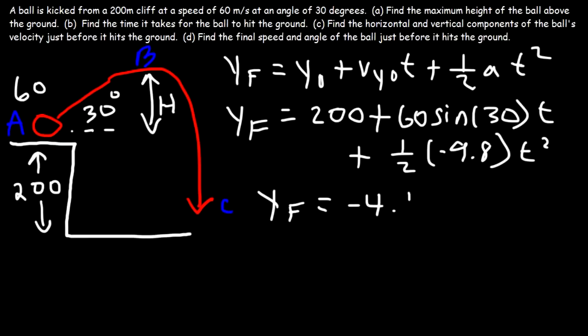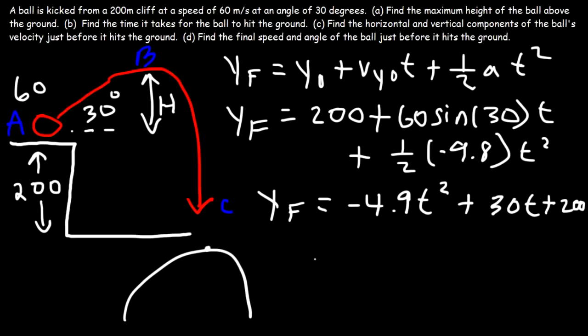So the height above the ground at any time t is equal to this equation. It's negative 4.9 t squared, that's 1/2 of 9.8. Now sine 30 is a half, and half of 60 is 30. So this is plus 30t, and then plus 200. So that gives us the height of the ball at any time t. Now basically, this formula is a downward parabola. And to find the vertex, you've learned in algebra that you could find it using this equation: t is equal to negative b over 2a. That gives you the time it takes to reach the maximum height.